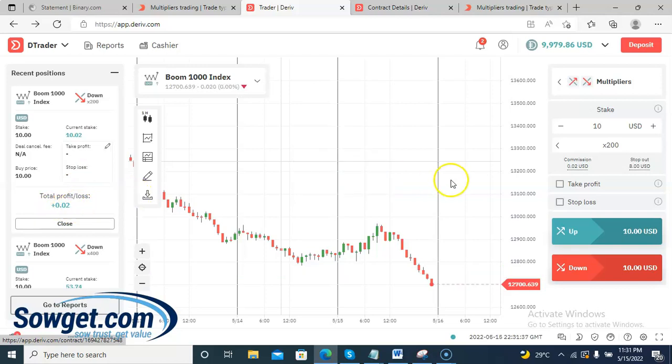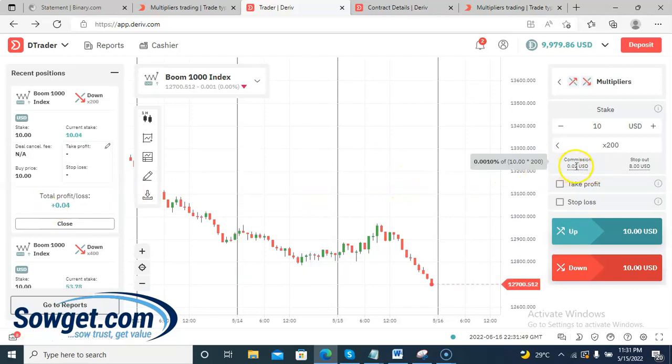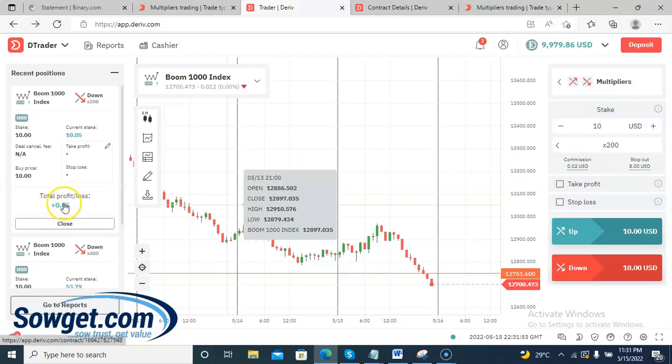Remember that this commission, the spread or the commission that I pay to Deriv, they won't take it from your account balance. It will only make you start the trade on a losing position. So the commission of 0.02 USD has already put me in a minus 0.02 floating loss on the market. That's how they deduct it. And now I'm currently in profit, which is plus 0.09 USD. So I'll just close it now.